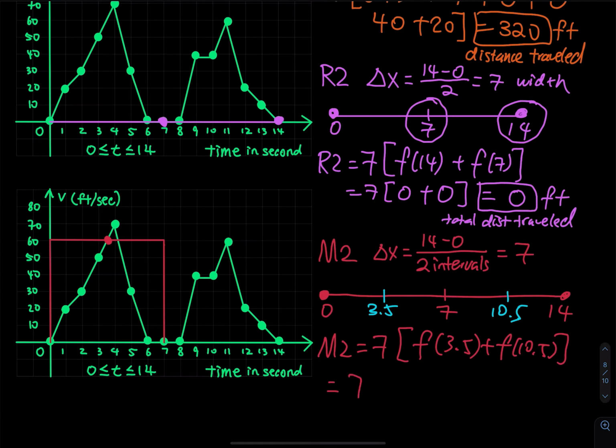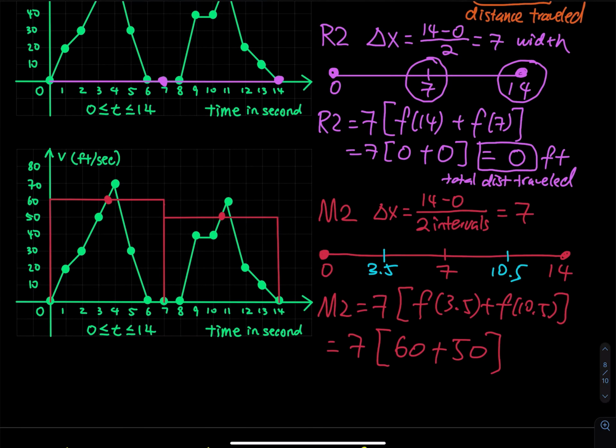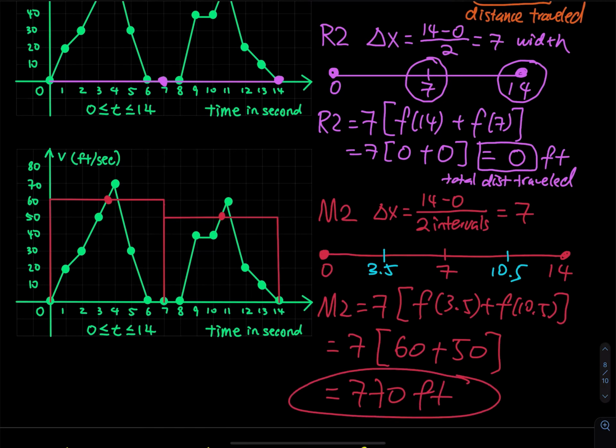So this is a 7. And then 3.5, what do we have? We have 60. And then 10.5, do we have 60 as well? I don't think so. 10.5 is, no, that is not 60, that is 50. Then we extend to 14, line up with the 14, and there you are. So that is 50. So this is 110 times 7, which is 770. This is in feet, and this is the total distance traveled.